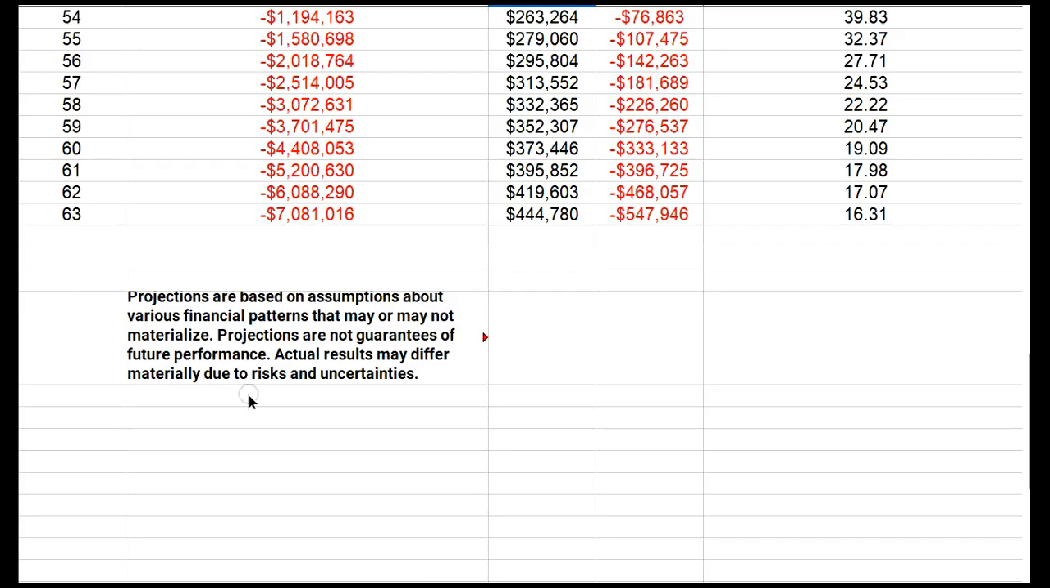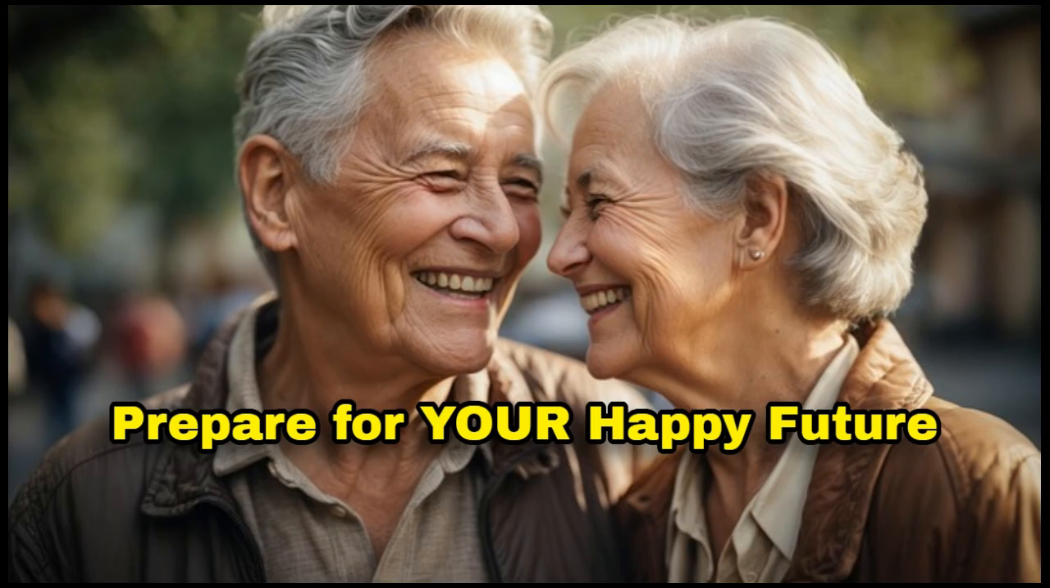This spreadsheet is intended to help you understand that your choices right now matter to how happy you will be in the future. But please note, projections are based on assumptions about various financial patterns that may or may not materialize. Projections are not guarantees of future performance. Actual results may differ materially due to risks and uncertainties. It is always best to prepare for the future. We hope you do.